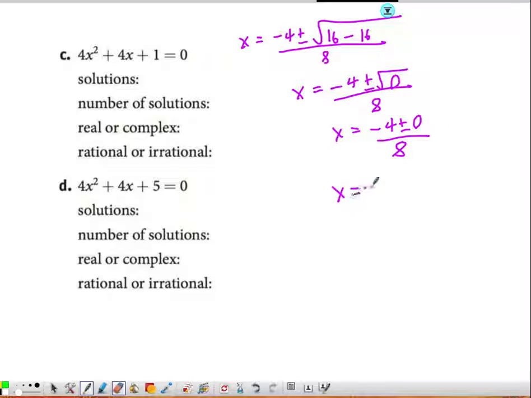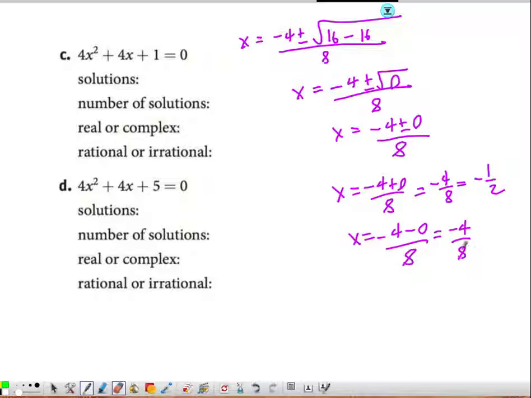So one of my solutions is -4 plus 0 over 8. And x equals -4 minus 0 over 8. If we simplify these, -4 plus 0 is just -4. -4 over 8, which is -1/2. And if we do the other one, -4 minus 0 is just -4 over 8, which is also -1/2. How many solutions do I have? Or let's write the solutions down. -1/2 and -1/2.